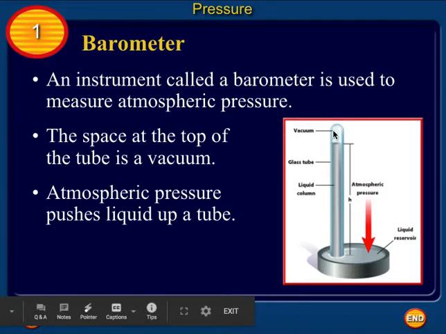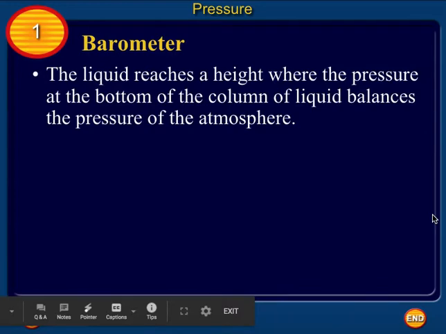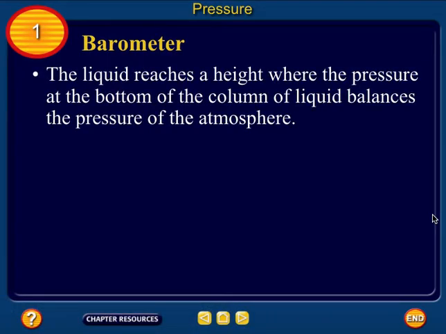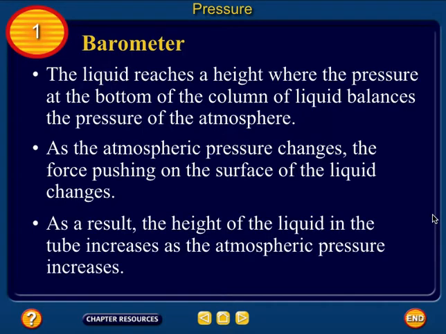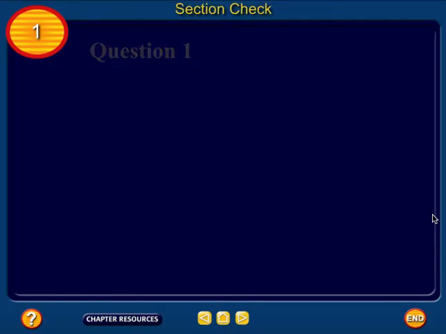and you can measure then how much pressure is being applied, and that pressure in the atmosphere fluctuates. The liquid reaches a height where the pressure at the bottom of the column of the liquid balances the pressure of the atmosphere, and then it tells us what that pressure is. As the atmospheric pressure changes, then, the force pushing on the surface of the liquid changes. As a result, the height of the liquid in the tube increases as the atmospheric pressure increases.